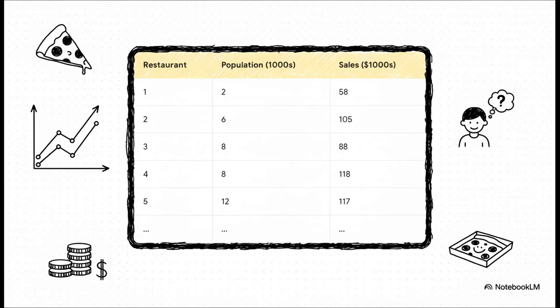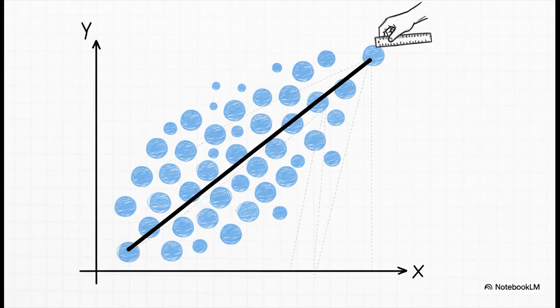So what does he do? He gathers data from the restaurants he already has. The student population, that becomes our X, our predictor. And the quarterly sales, that's our Y, the thing we want to predict. And as you look at the table, you can kind of start to see a pattern emerge. In general, it looks like more students, more sales. So our mission now is to take this cloud of data points and draw one single straight line right through it that captures the overall trend the best.